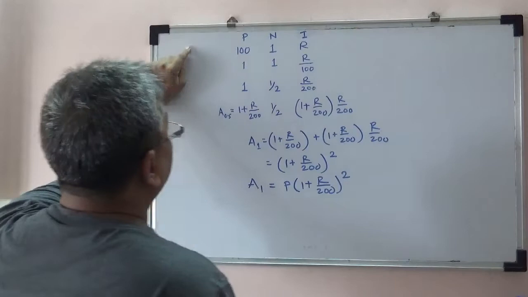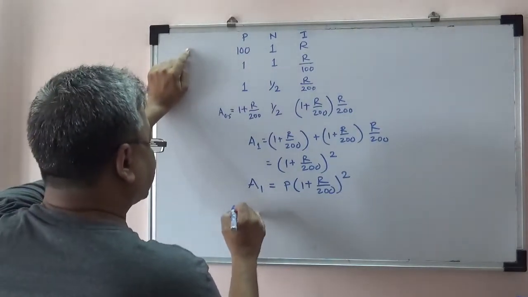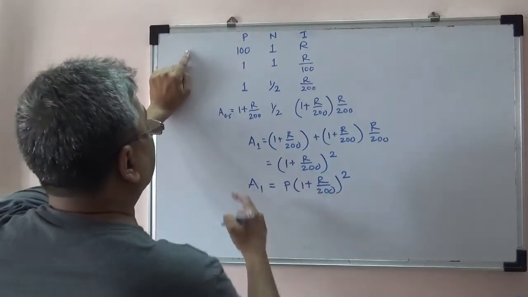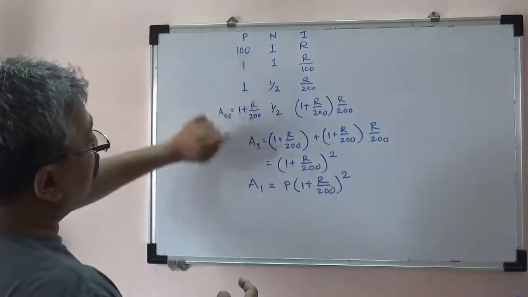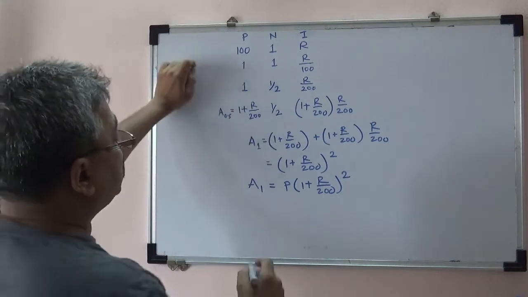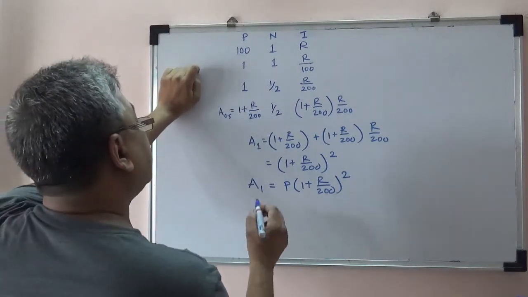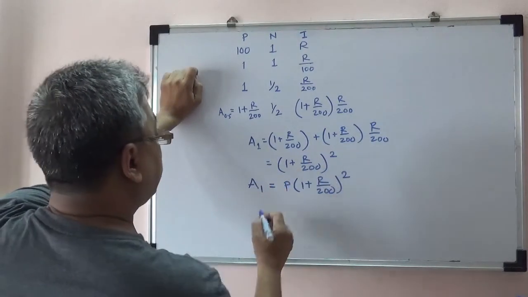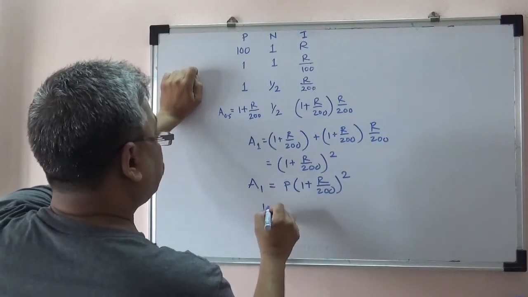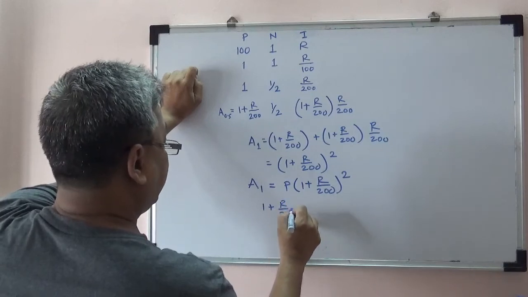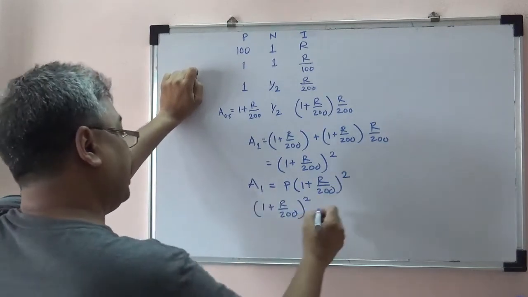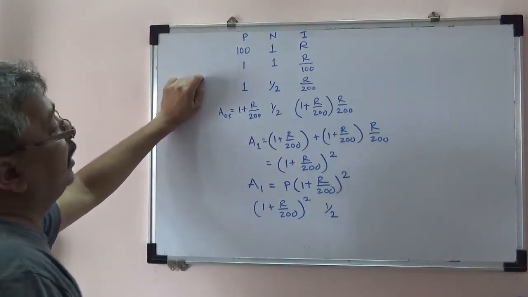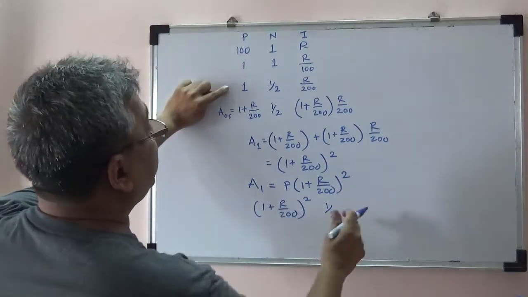Okay, now if I do it for next, let us find out what will be the amount after the next 6 months. So what should we do? What will be our principal for the next 6 months, that is 1 year to 1.5 years? Our principal will be this much for 1 rupee: 1 plus R upon 200 raised to 2 is our principal. We are keeping it for another 6 months, and therefore what will be our interest?